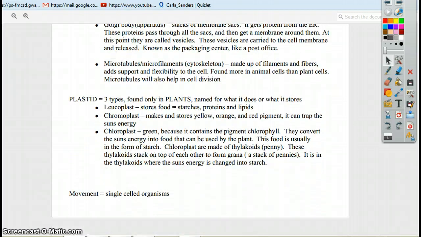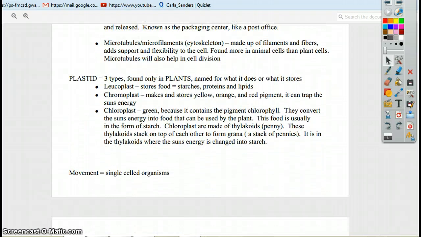Okay, we'll go to microtubules and microfilaments. Microtubules and microfilaments together, they're known as the cytoskeleton. So you probably already know what they're going to do together. They give support. The microtubules are more tube-like. The microfilaments are more filamenty shaped. They're found more in animals than in plants. And the microtubules, if they're working by themselves, they're also going to help in cell division. But if they're with the microfilaments, they're going to be like a skeletal system.